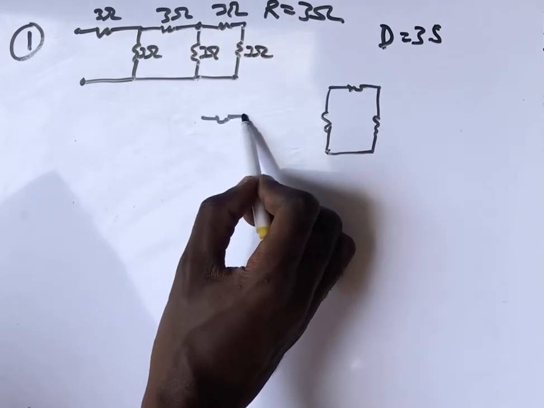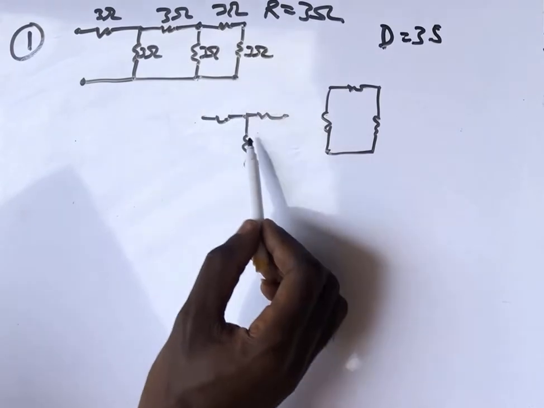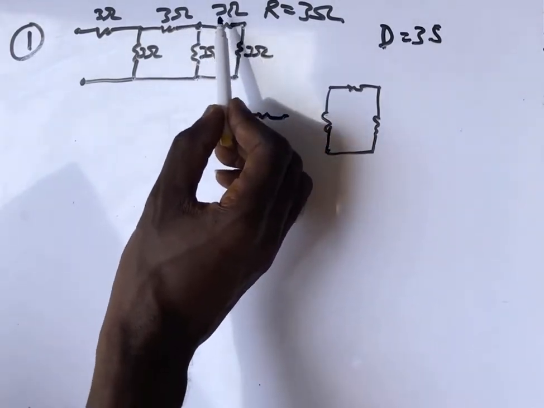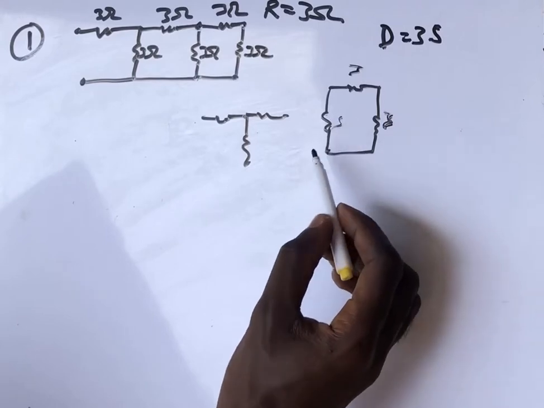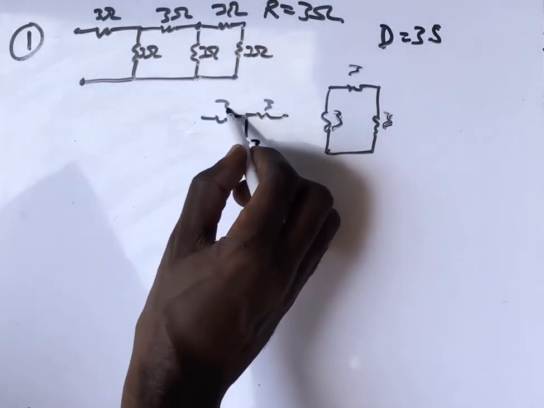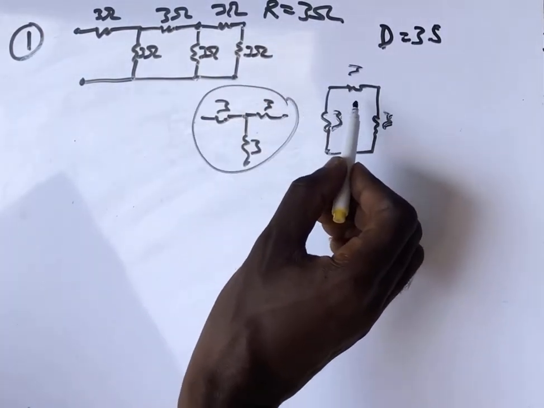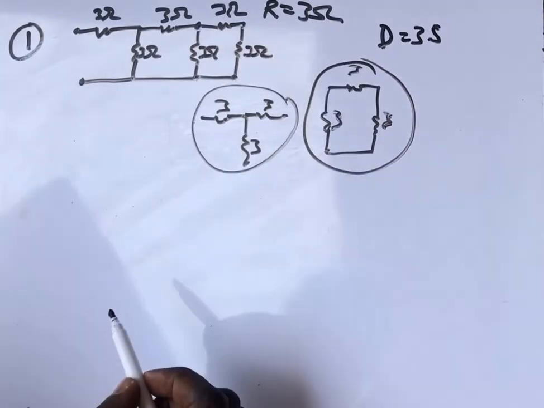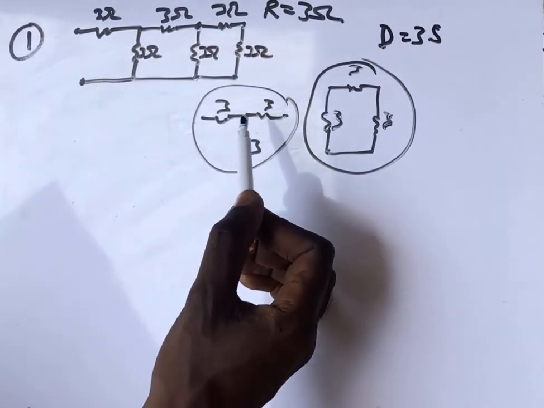Okay, this portion is this one, and then this portion is this one. That's why you have 3, 3 and 3. Okay, and then you have 3, 3, 3, right? So either we convert this into delta or we convert this into star. But let's convert this one into delta so that we could move faster.